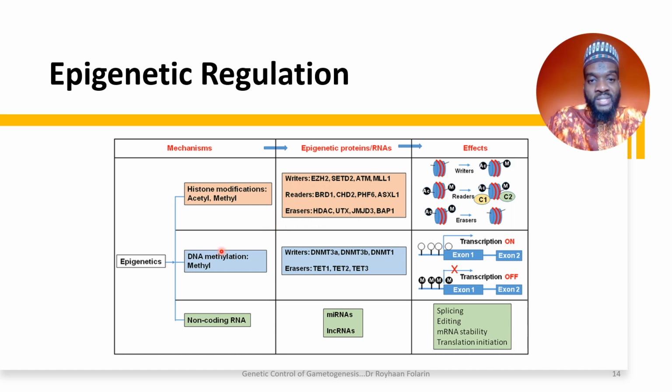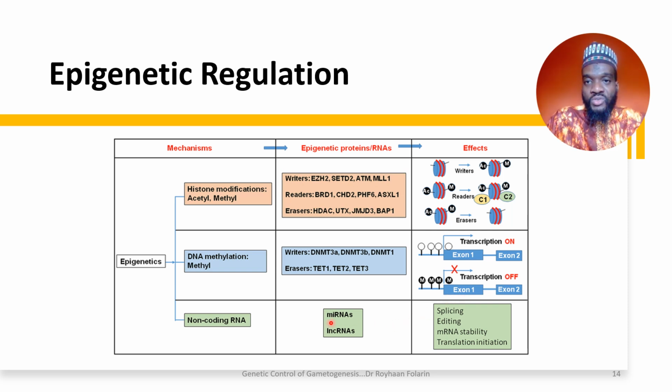Okay, while in DNA methylation, which is very essential for genomic imprinting, gene silencing, and in maintaining cell lineage specificity, that's where you have the writers and the erasers. We have non-coding RNA too, that's ncRNA. They are RNA molecules that do not code for proteins.